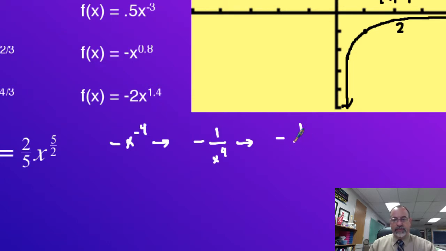All right, so then we're going to substitute now in negative x for each x.